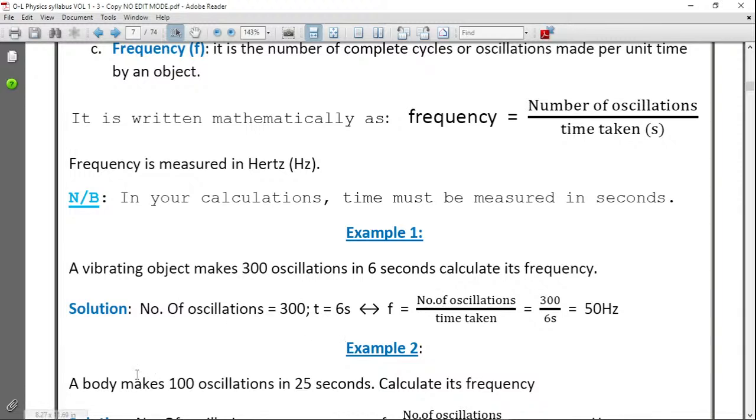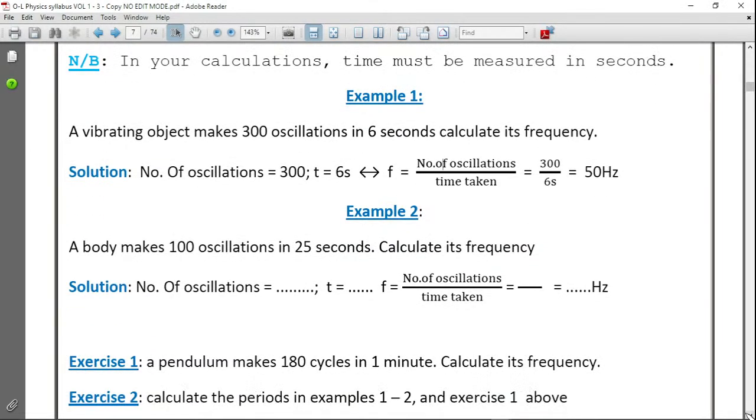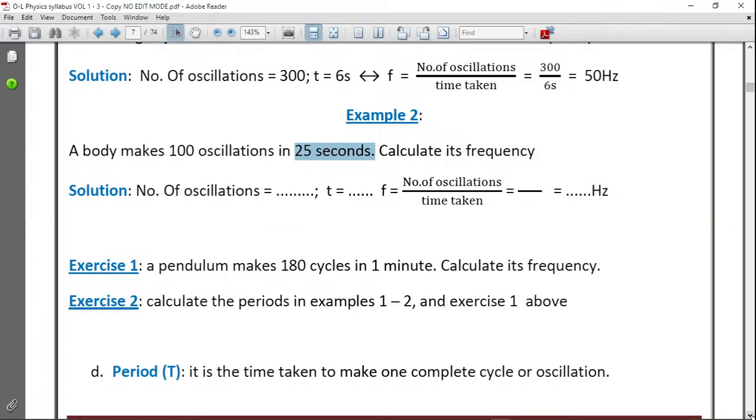Now example 2. A body makes 100 oscillations in 25 seconds. Calculate its frequency. Frequency is number of oscillations divided by time, so we have 100 divided by 25. That will give us 4 hertz. If they ask for the period, you will take 25 seconds divided by 100, and that gives 0.25 seconds, because period is time and it is measured in seconds.